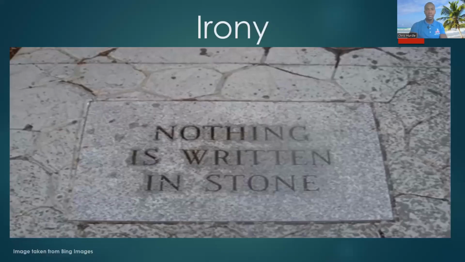Now, yes, this image is very fitting because it encapsulates what irony is all about. It says nothing is written in stone, yet those same words are written in stone. So it is an irony. This would be an example of irony. Nothing is written in stone, but the words "nothing is written in stone" are written in stone, right? So as I said, at the core, irony is a contradiction between what is expected and reality, okay?